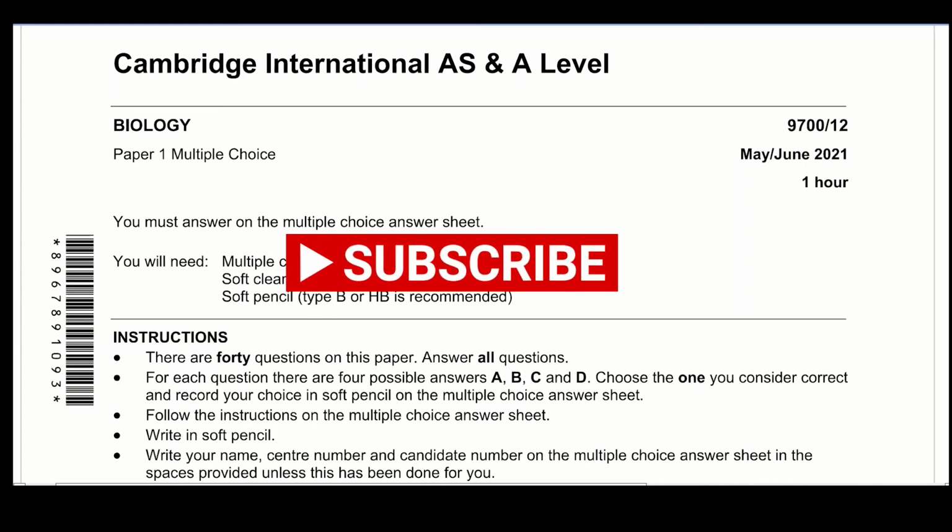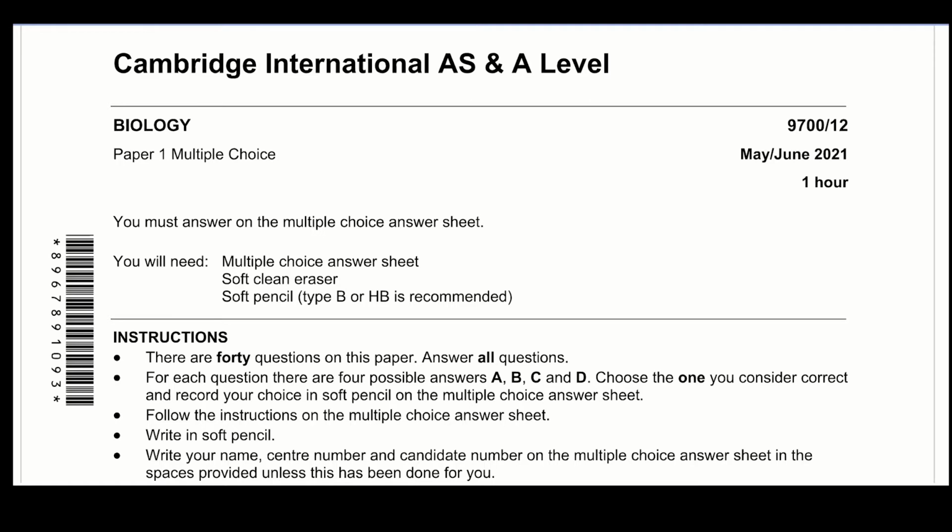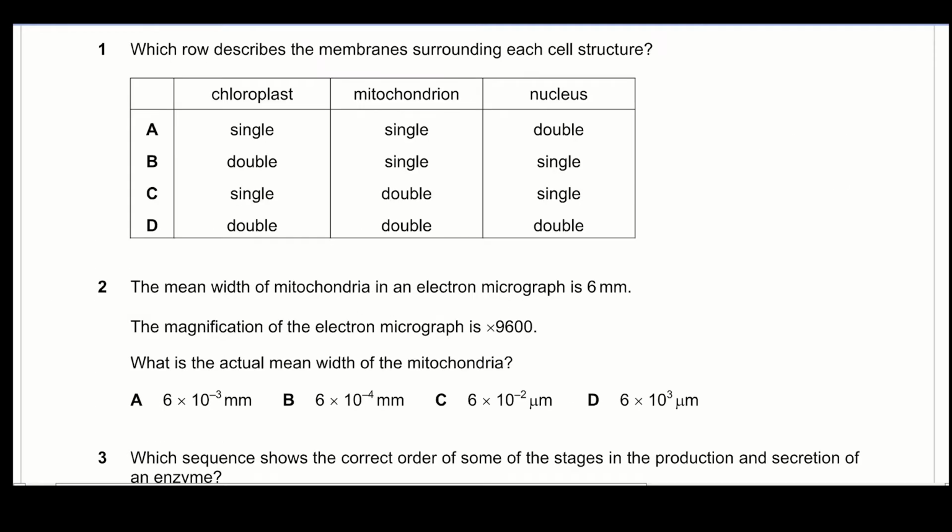Today in the Garden, we're going to be solving May June 2021 variant 2 paper 1. Let's begin. Number 1. Which row describes the membrane surrounding each cell structure?